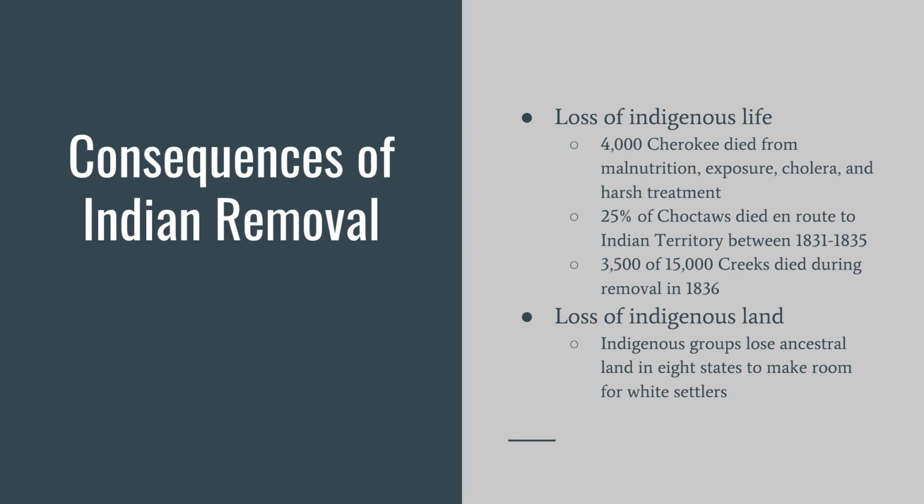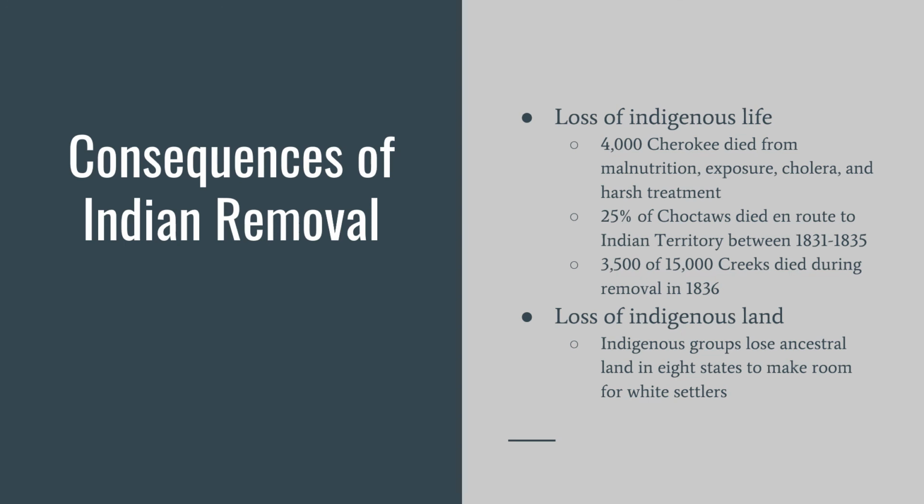So some consequences of Indian removal: we see a large amount of loss of life. 4,000 Cherokee died from malnutrition, exposure, cholera, and harsh treatment on that Trail of Tears. 25% of the Choctaw Nation died en route to Indian Territory between 1831 and 1835. And about 3,500 of 15,000 Creek Nation members died during removal in 1836. So there is an incredible loss of Indigenous life with these forced relocations.